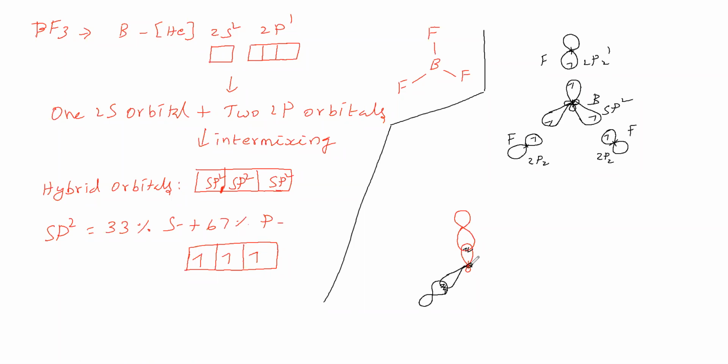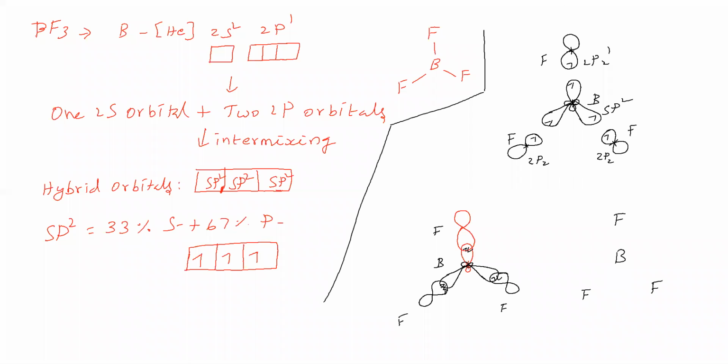Here, boron sp2 orbital and fluorine 2p orbital, the bonding electrons we are giving here. Okay. So this is boron, this is fluorine, this is fluorine, this is fluorine. So we will give boron 3 fluorine atoms.